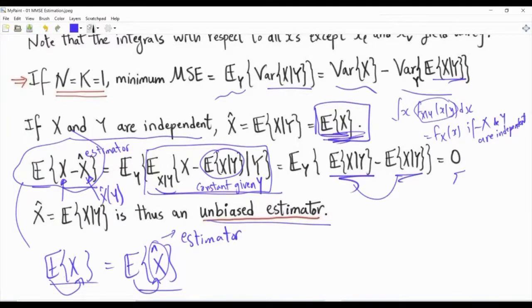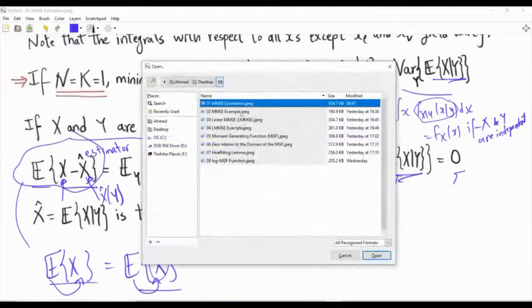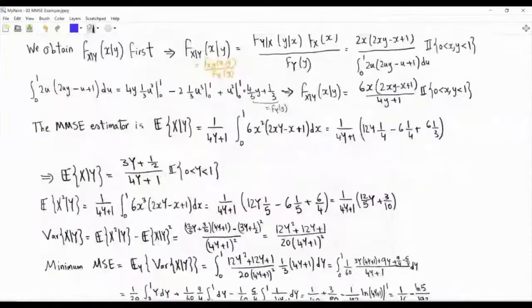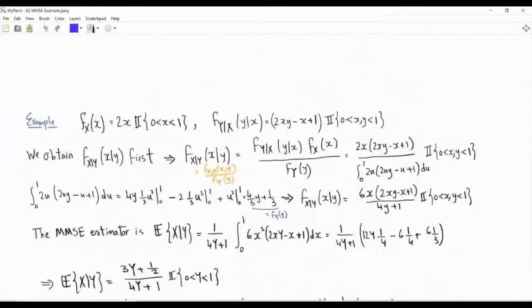Okay, but for now, take it as a matter of definition. Okay, let's do an example for the easy case in which big N is equal to 1 and big K is equal to 1. We have random variables x and y, and this is the distribution of x.